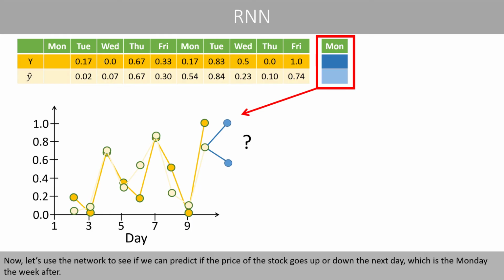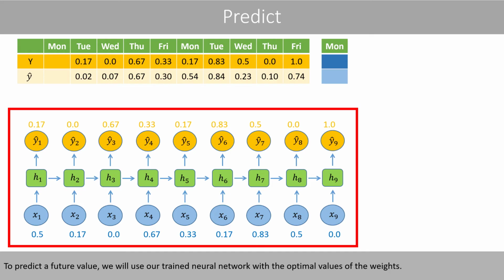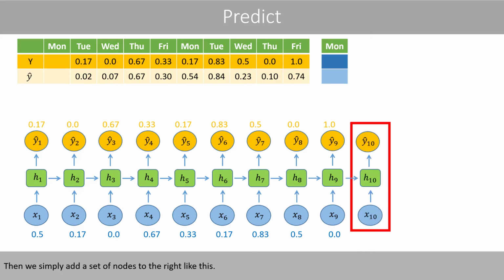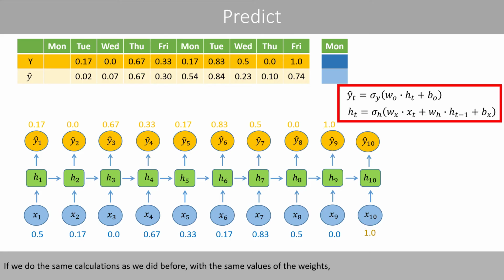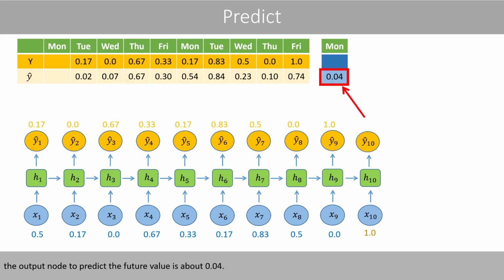Now, let's use the network to see if we can predict if the price of the stock goes up or down the next day, which is the Monday the week after. To predict the future value, we'll use our trained neural network with the optimal values of the weights. Then we simply add a set of nodes to the right like this. To predict the normalized value of the stock, we use the value of the previous hidden node and our last known data point. If we do the same calculations as we did before with the same values of the weights, the output node to predict the future value is about 0.04.